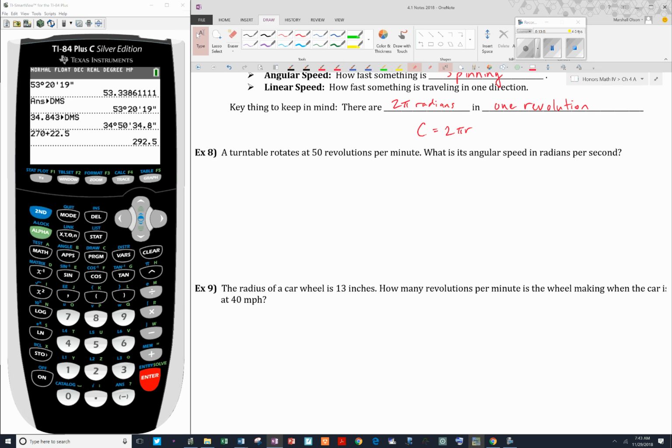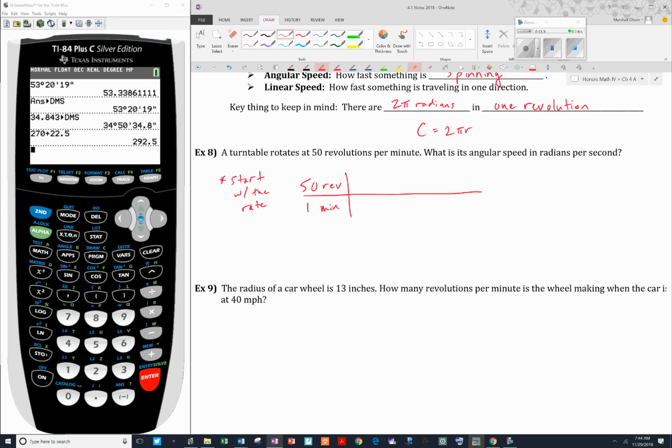All right, so this says a turntable rotates at 50 revolutions per minute. What is its angular speed in radians per second? Okay, pretty important idea here. You always want to start with the rate you're given. I'm going to do some conversions here. A lot of dimensional analysis type stuff here. So we have 50 revolutions per 1 minute is what we're given. We want to convert that to radians per second. Okay, we'll take care of the time later.